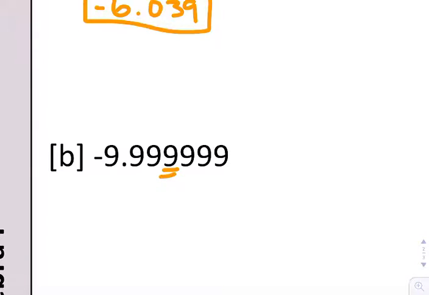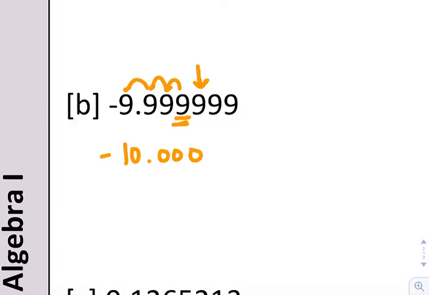Round to 3, look to 4. This is going to cause a chain round. So this 9 that I'm pointing to with an arrow will kick up the one that I've underlined, but that in turn will kick up the 1, and that will kick up the 1, and that will kick up the 1. And so this will actually be 10.000. So this was going to kick it all the way up to make it a negative 10 even.